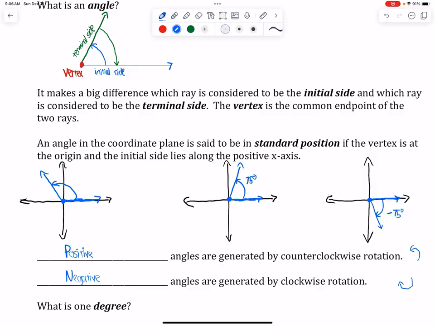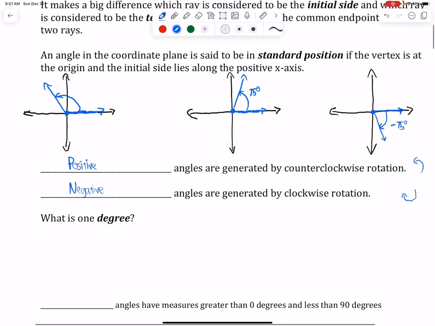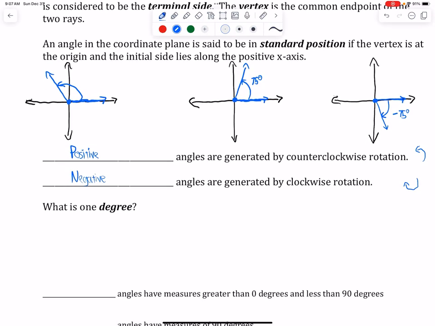Now, in that previous example, I was talking about 75 degrees. Well, let's define what a degree is. If you start on the right side and rotate all the way around so that you finish right back where you started, that would be 360 degrees. So by definition, 1 degree, which is usually written just as 1 with a little degree symbol like that, is 1/360th of a complete rotation.